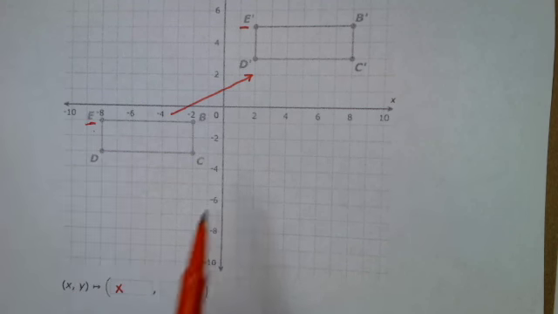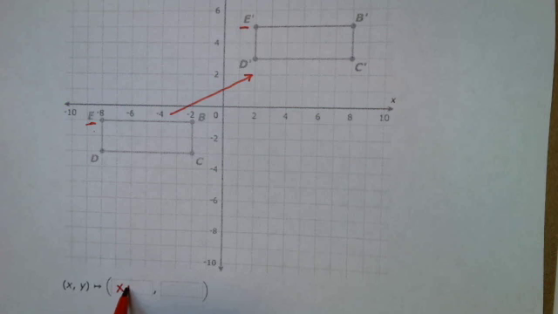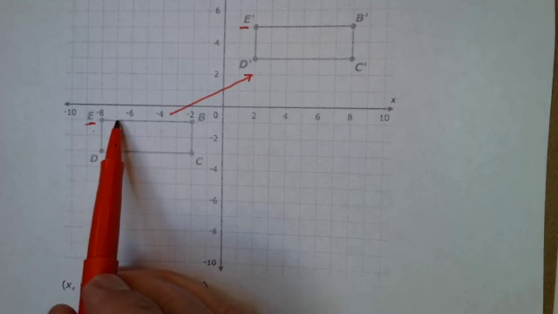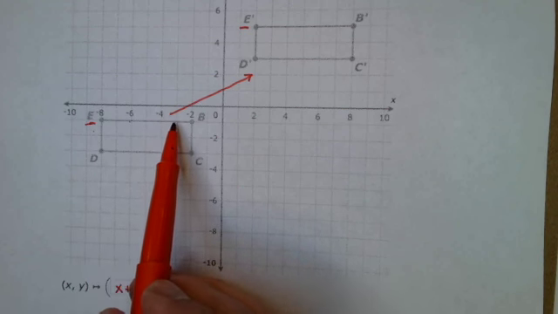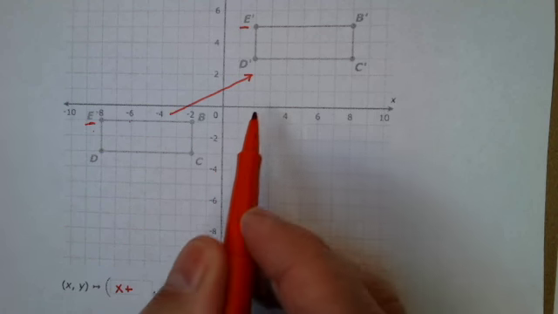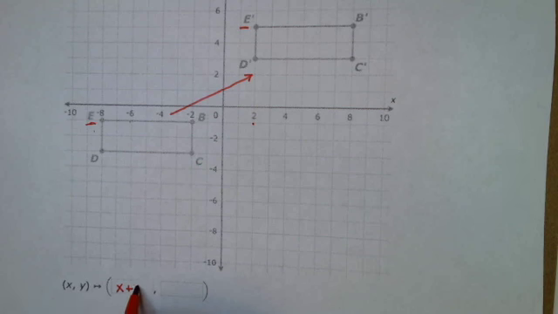If I move to the right along the x, that's going to be a plus. Now I need to see how many spaces it has actually moved. So let's count that. 1, 2, 3, 4, 5, 6, 7, 8, 9, 10. 10 spaces. So I'll put a 10 right here.